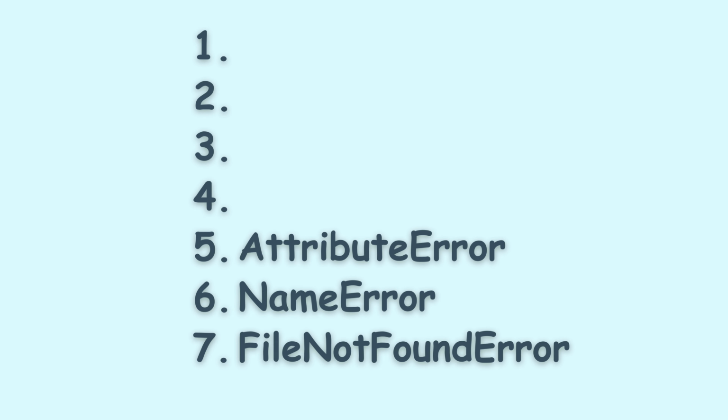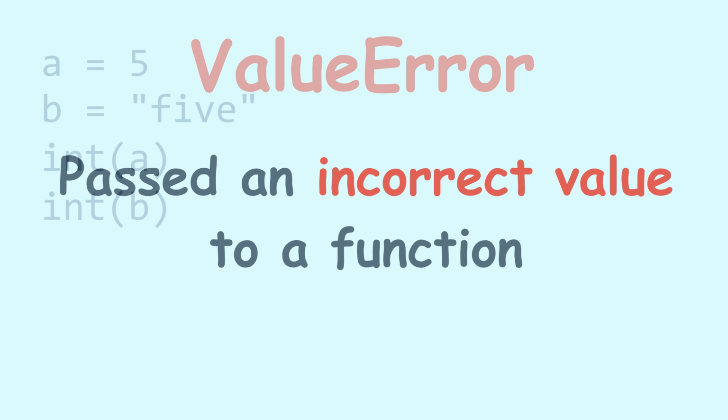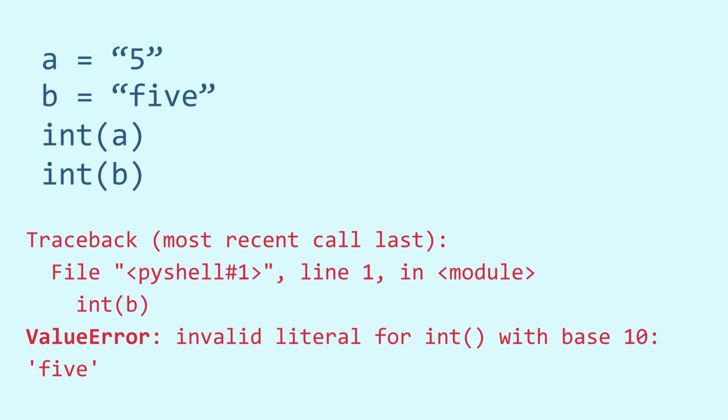Alright, so let's move on to the next one. Coming in at number 4 on our list is value error. If you have run into a value error, it usually means that you have passed an incorrect value to a function. Let's have a look at a quick example. Here we have 2 variables a and b. A has the number 5 and b has the word 5. Passing them to the inbuilt int function, we get value error.